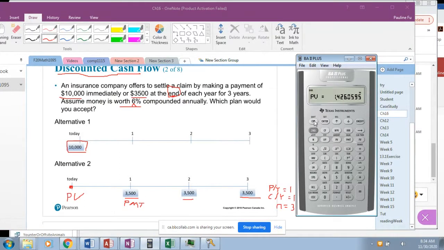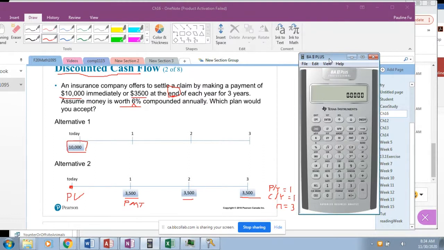So I'm going to clear: second quit. Make sure my calculator is at the end. Okay, there's nothing on the top right corner. This is at the end. Now set up PY equal to 1. Press enter. Use the down arrow key. CY is 1. Enter.